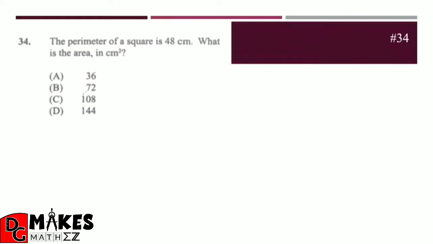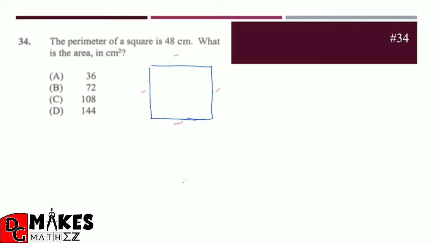It says the perimeter of a square is 48 centimeters. What is the area in squared centimeters? So we have our square, and we're going to pretend that Miss Gordon is drawing a perfect square here. The perimeter of the square is 48 centimeters, then we know that the sum of all the sides is 48 centimeters. If we want to find our area, we need to know what the length of one of the sides is.